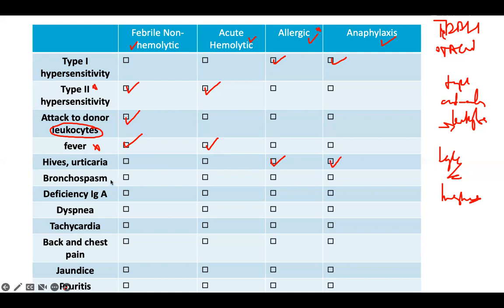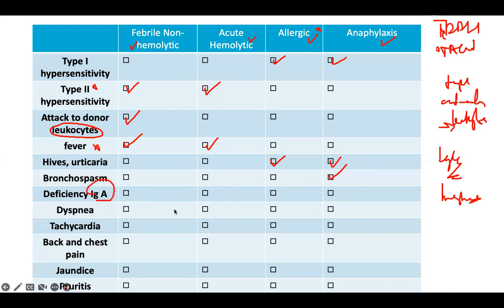Bronchospasm, yes. Bronchospasm is very, very important. Like I said, anaphylaxis is usually a severe form of allergy, and you don't get it in the febrile non-hemolytic or hemolytic. You don't get it in allergy. If you see an allergic reaction from blood transfusion with bronchospasm, we call it an anaphylactic reaction. Deficiency in IgA is very, very common in anaphylactic. Most people who have an anaphylactic reaction from blood transfusion have a deficiency in IgA.